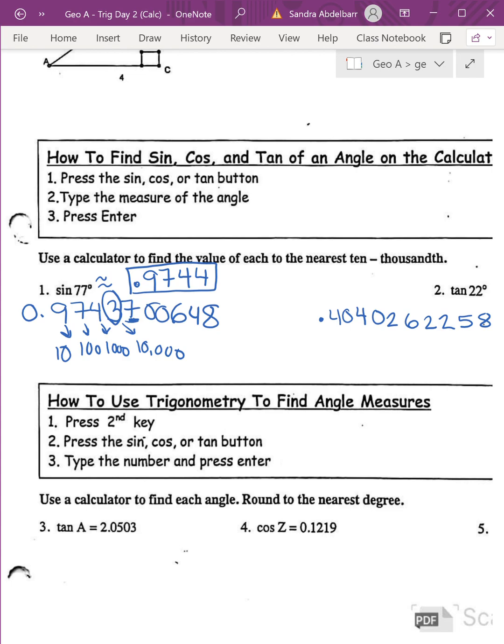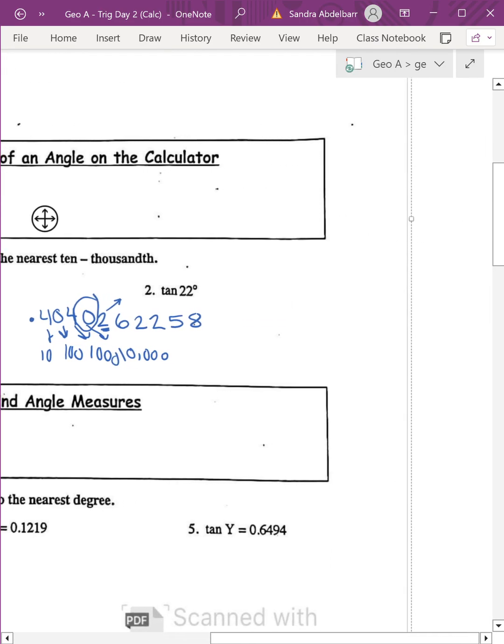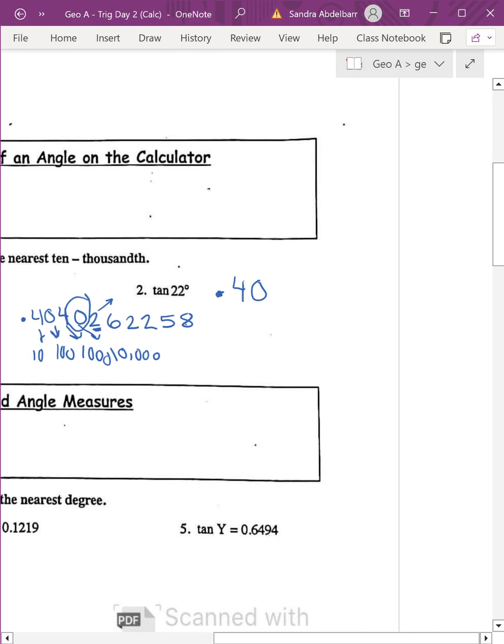Okay, so when I press tan 22 into my calculator, that's the decimal I got. We want to round to the nearest 10,000th. So remember, we've got the tenths, the hundredths, the thousandths, the 10,000ths place. So we're rounding that 0. We're looking at the 2. This is less than 5. So what does that mean for the 0? It stays the same. So our answer is going to be 0.4040.